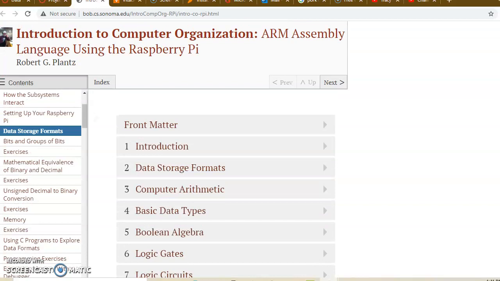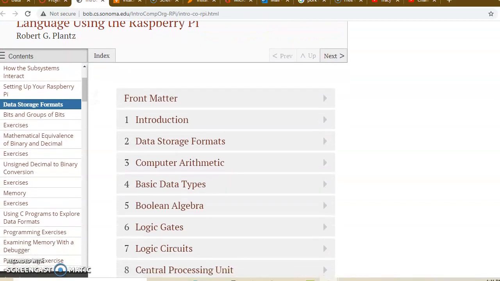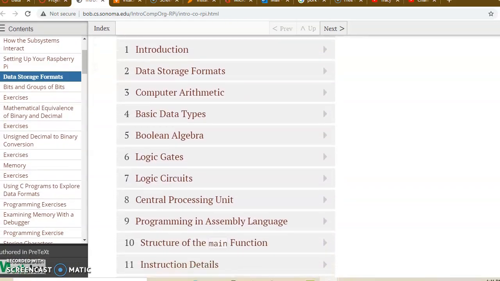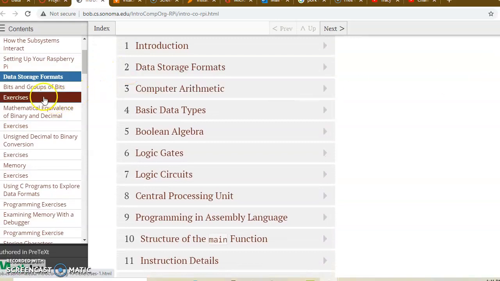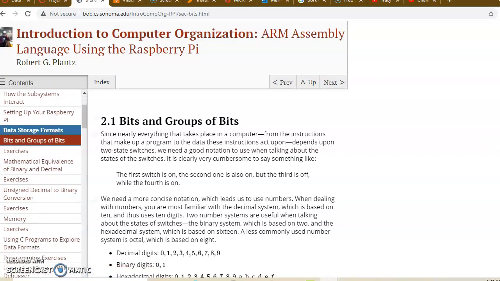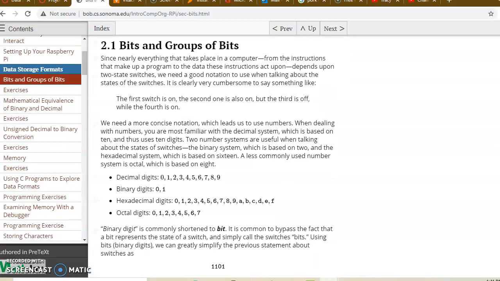In our nice little free textbook here, ARM Assembly Language Using Raspberry Pi, which we aren't using, and we're also not using ARM assembly language yet. We'll start by talking about bits and groups of bits.